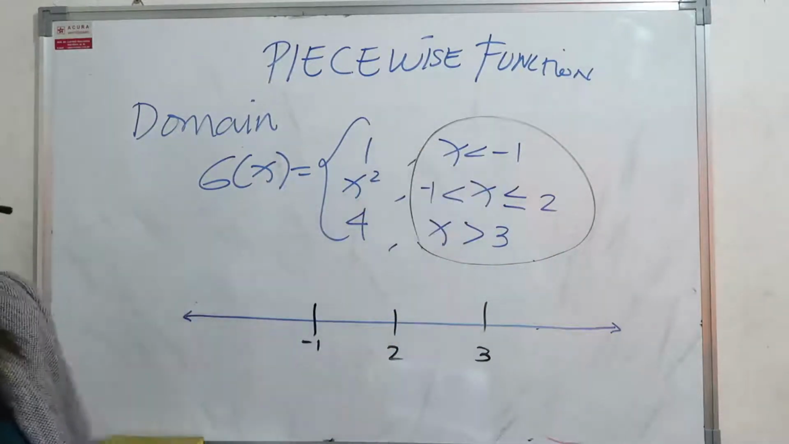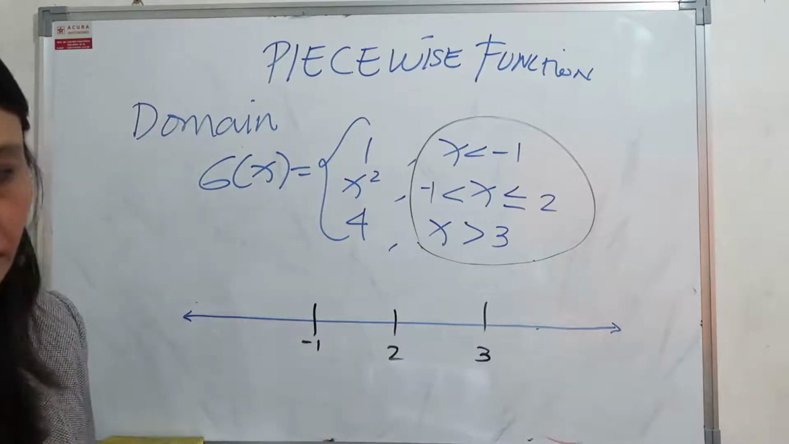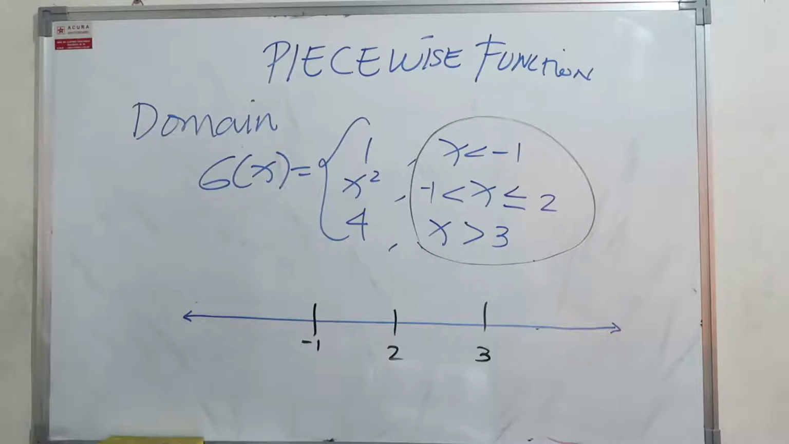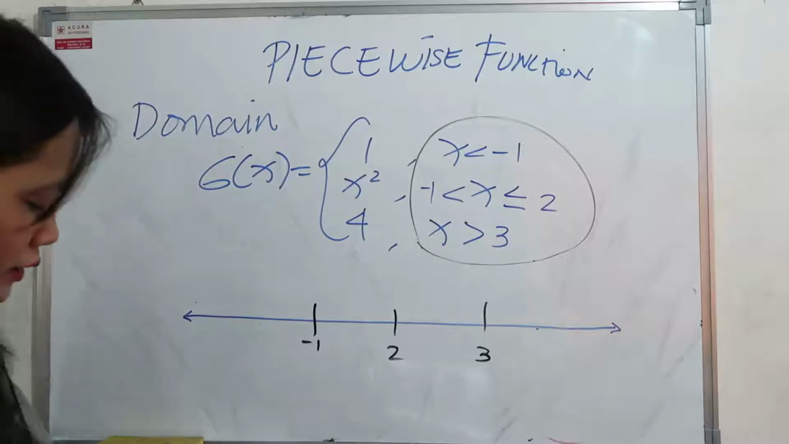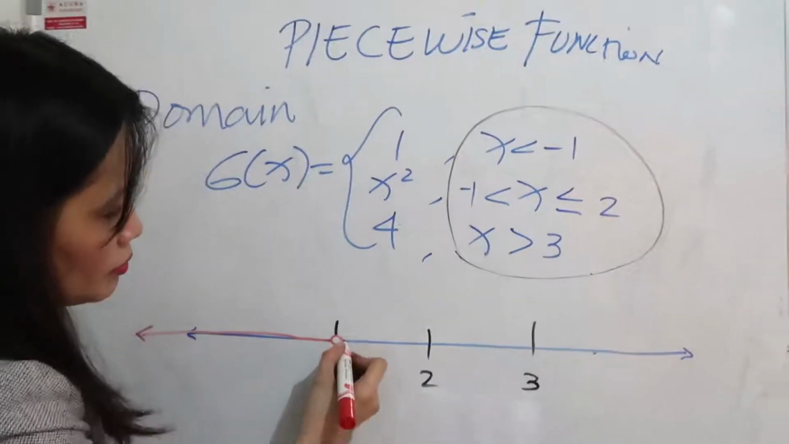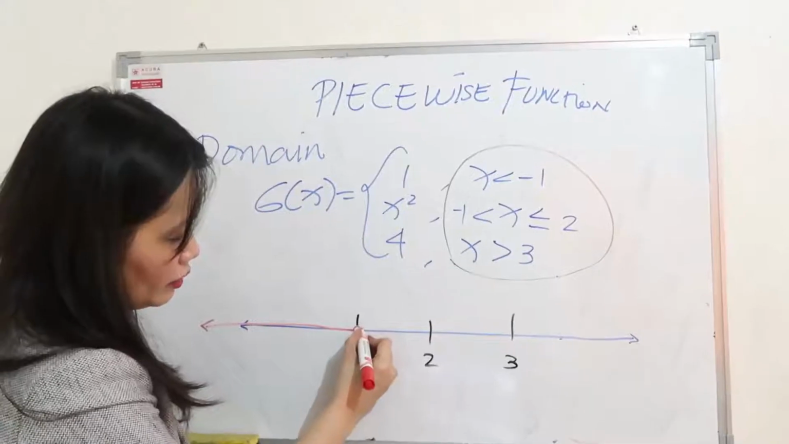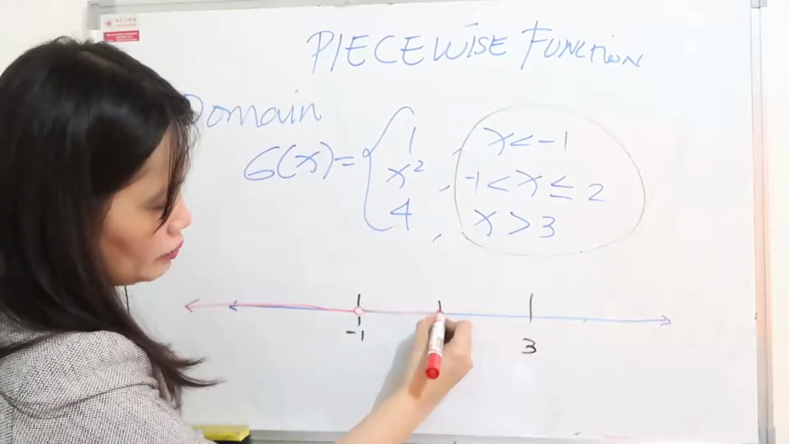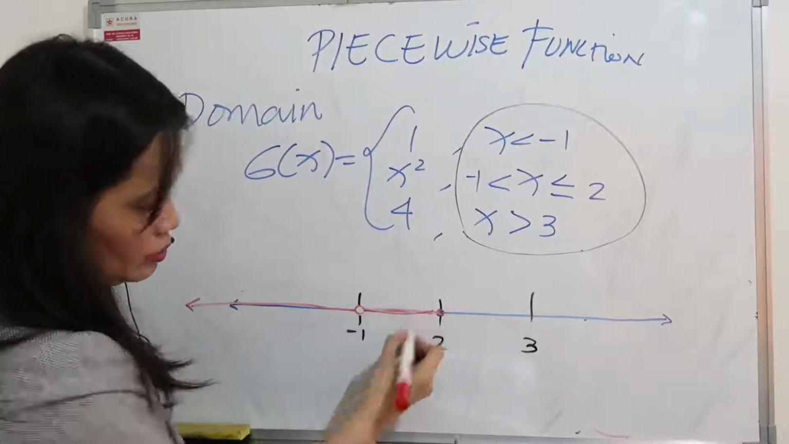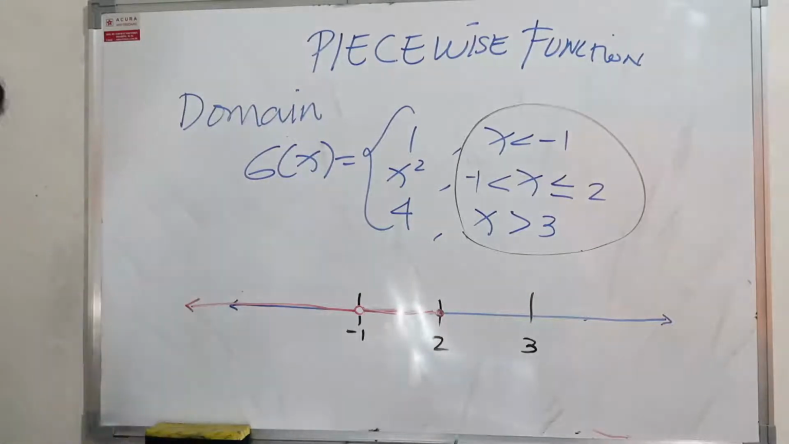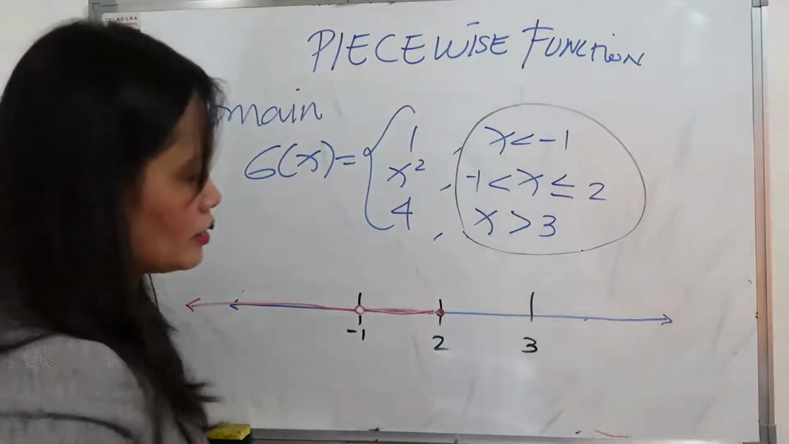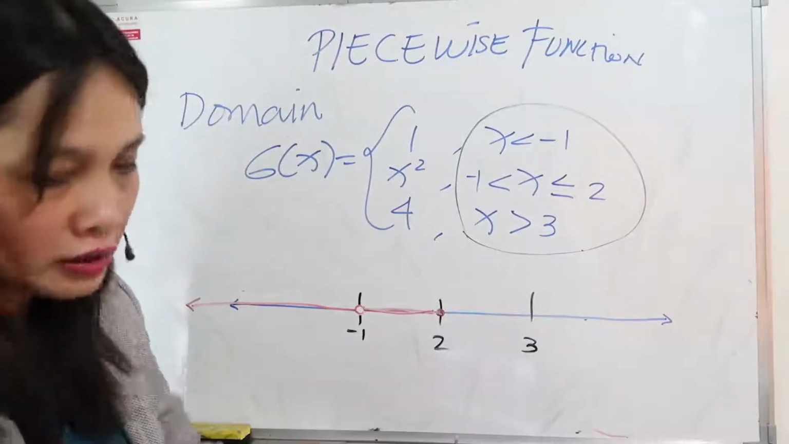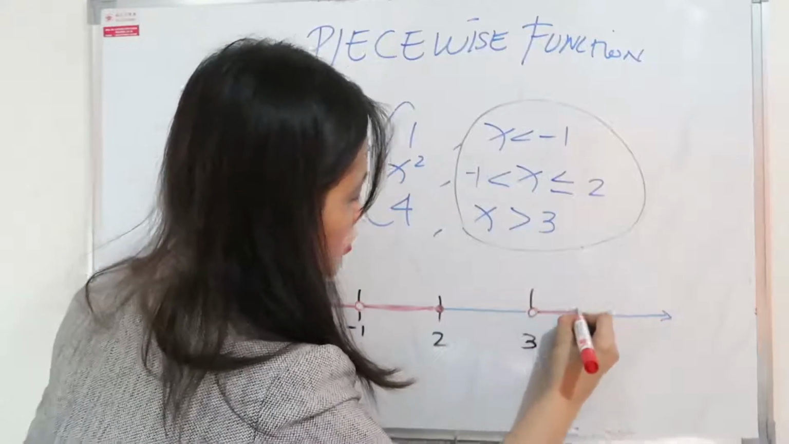So the first condition says what? Okay, x is less than negative 1. So meaning, negative 1 is not included. So shaded circle, meaning 2 is included. Next, what's the third condition? Okay, x is greater than 3. Do we need to include 3? Going to the right.